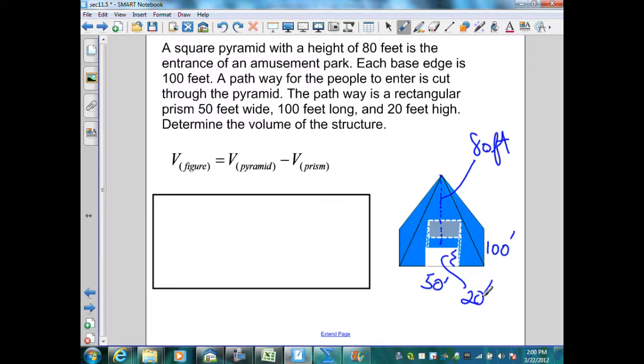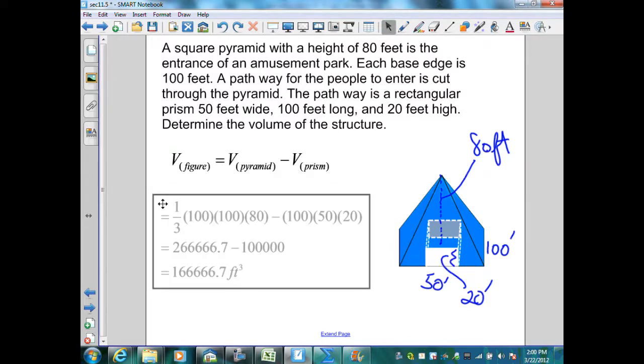So what I have is the volume of a pyramid, and I want to deduct the volume of my prism. Therefore, what I have written is the volume of the entire figure is the volume of the pyramid minus the volume of the prism, because that's cut through for the people to walk through.